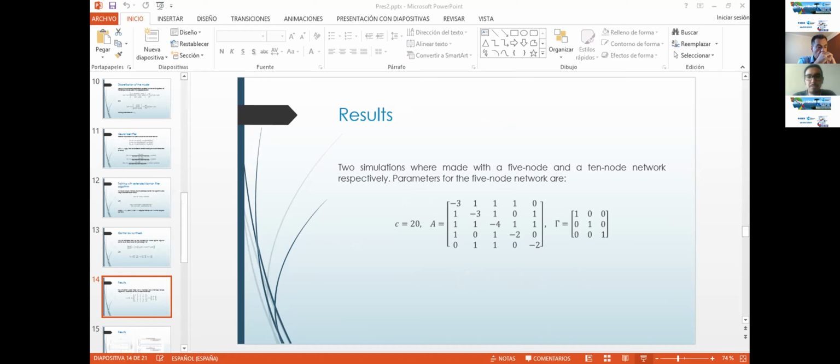This is the other connection matrix, and we're going to pin control this node. That means we are only treating this node, this population. So these are the results. What we need to see here is that the infected class stays below a level, which is roughly below 5% of the population.